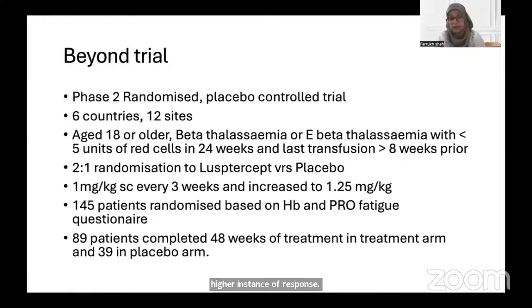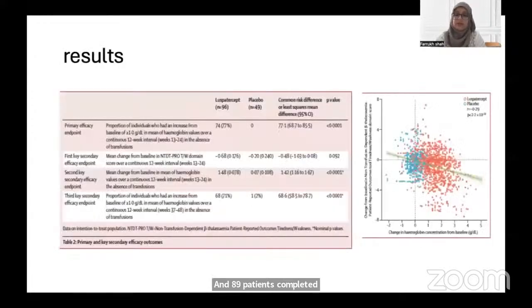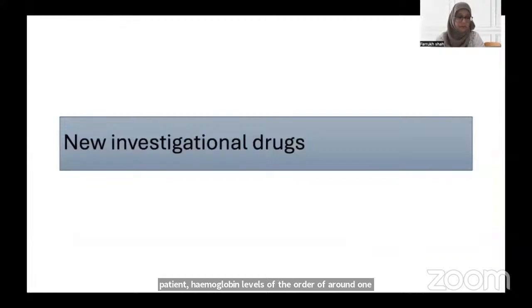The BEYOND clinical trial, which I presented last year when I spoke, is obviously very familiar to everybody. It is now in clinical use in some countries, and 89 patients completed 48 weeks of treatment, with 39 in the placebo arm. What you can see is a really clear improvement in patients' hemoglobin levels, of the order of around 1 to 1.5 grams for the patients in the clinical trial receiving the therapy.